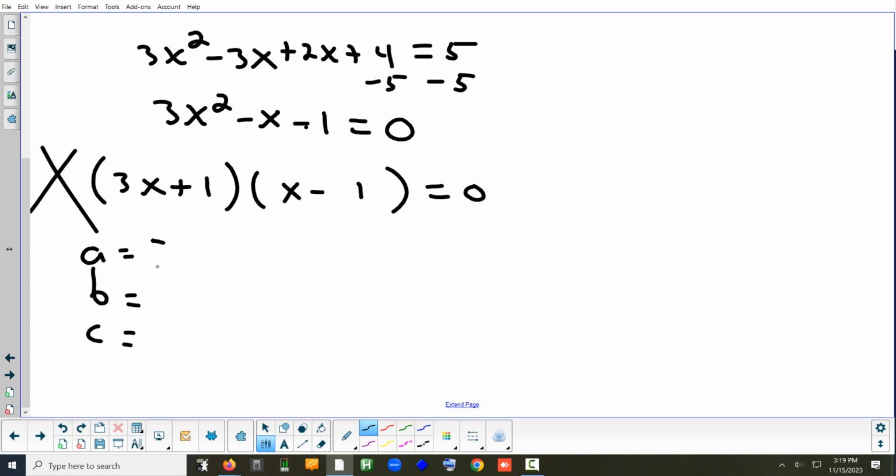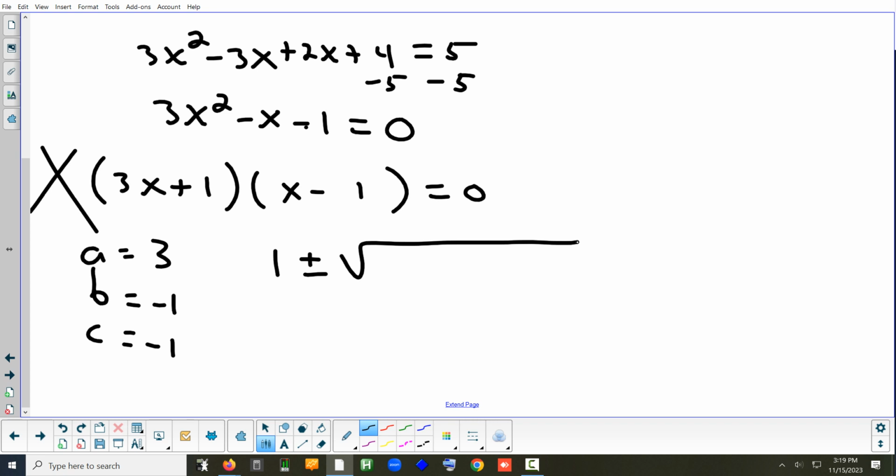3. Yep. B is negative 1, and C is negative 1. Okay. So we're going to get negative B plus or minus. What comes under the square root?